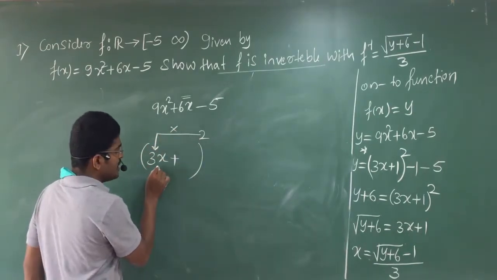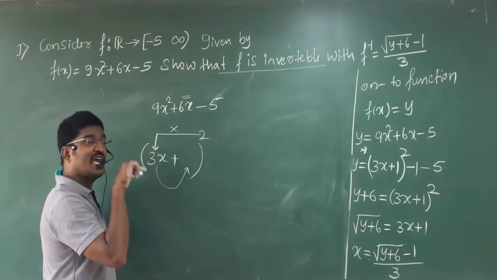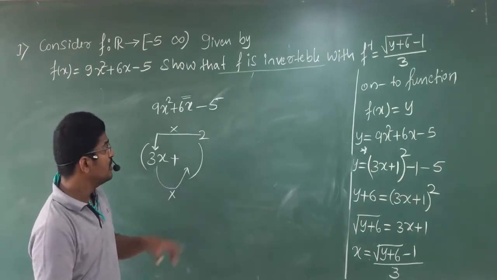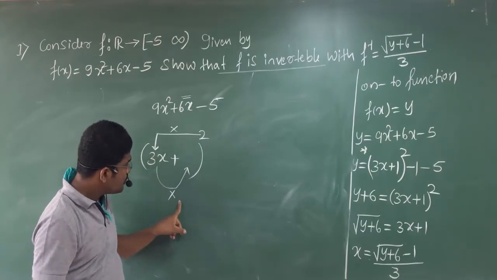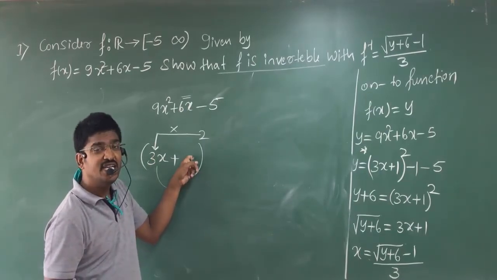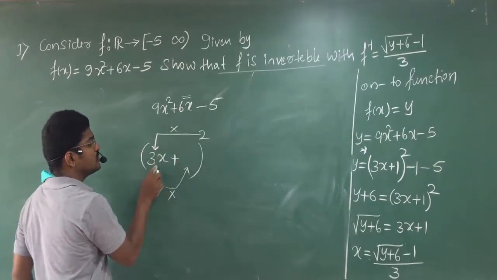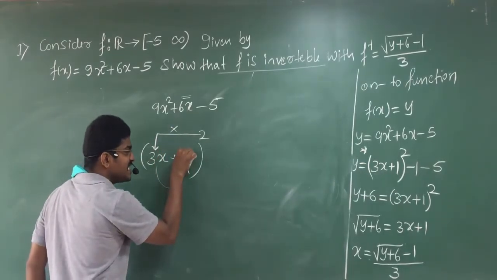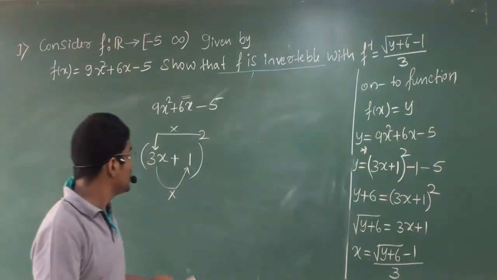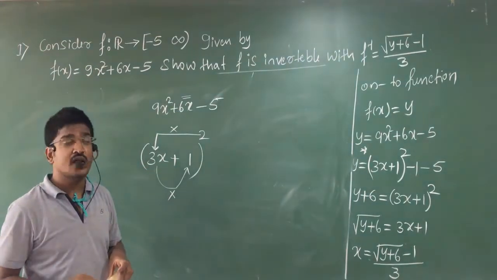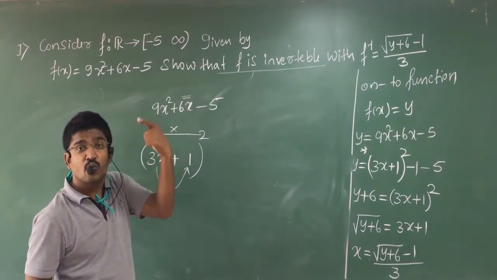6x. This term multiplied with the term here must be again 6x. Are you getting my point? 2 into 3x is 6x. This term multiplied with the term you are going to write here also must give you 6x. That means 2 into 3x is 6x, and 6x into 1 is again 6x. So for that reason, 3x plus 1. Clear? Here, what is 1 square? 1 square is 1. Clear?